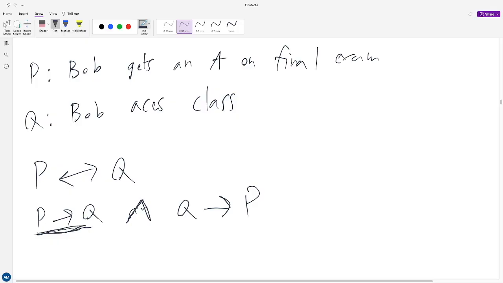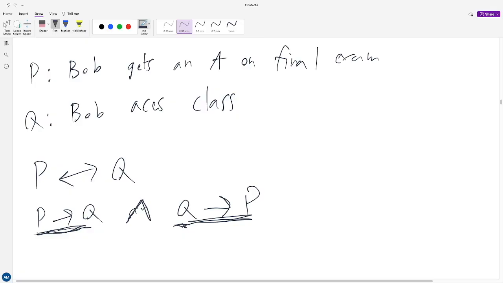And on the other hand, if Bob aces the class, if we have Q, suppose Bob aces his class, then that must mean he got an A on his final exam, right? Because the final exam is the whole grade. So this statement holds. That's why we can claim Bob gets an A on his final exam if and only if he aces the class.